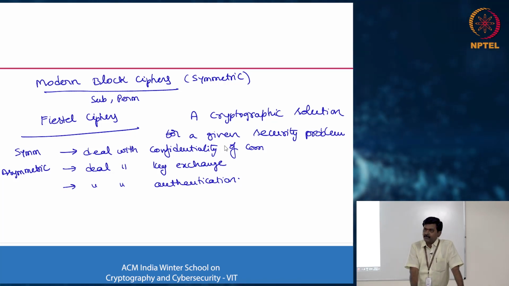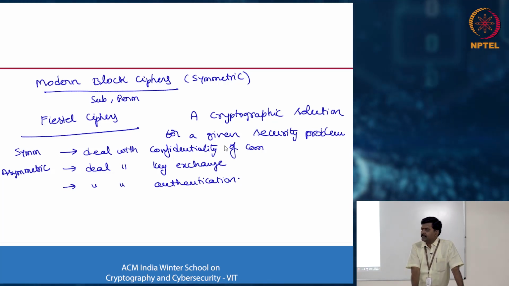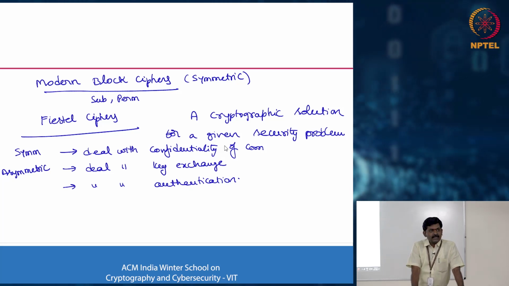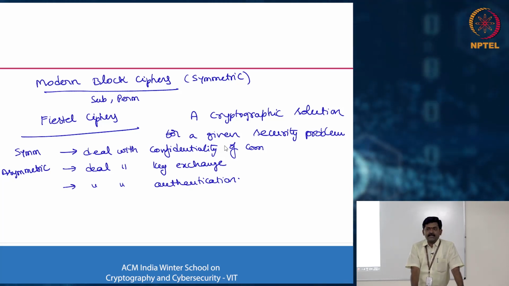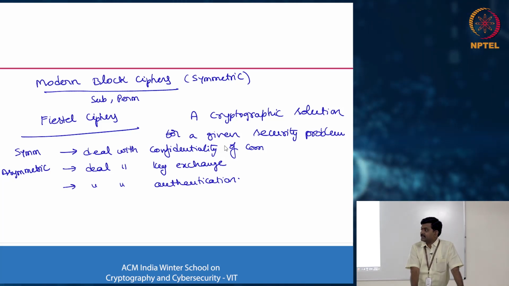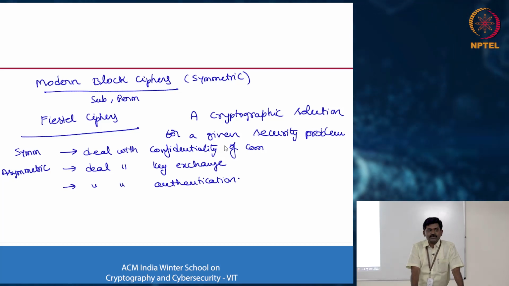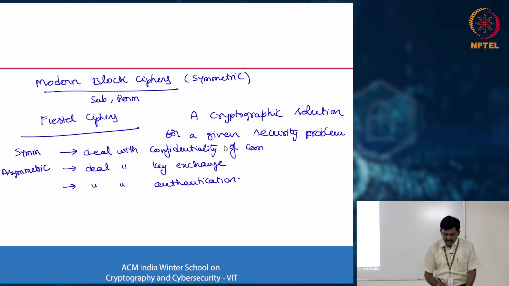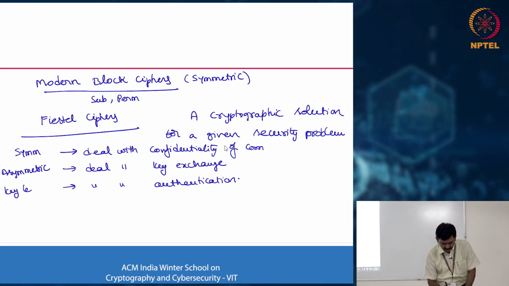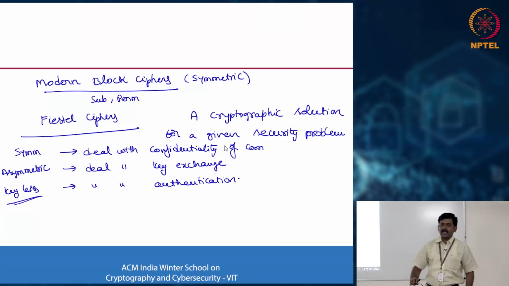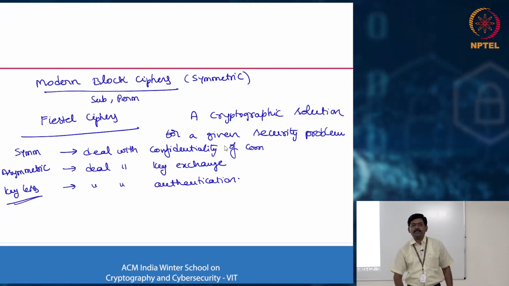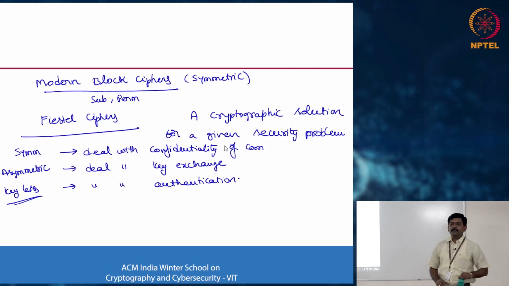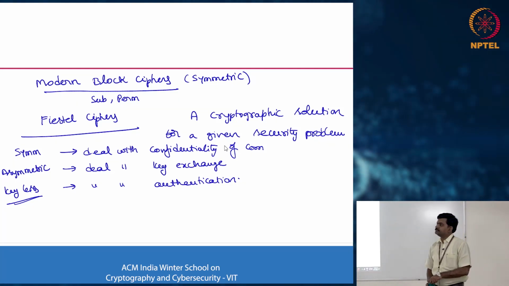Then, what is the other dimension? To understand who is the sender, who is the receiver, and whether this is the message that the sender has sent. In order to do that, it's called authentication, and for that purpose, we need to go for keyless ciphers. Then only I can say I am providing a cryptographic solution. Okay.